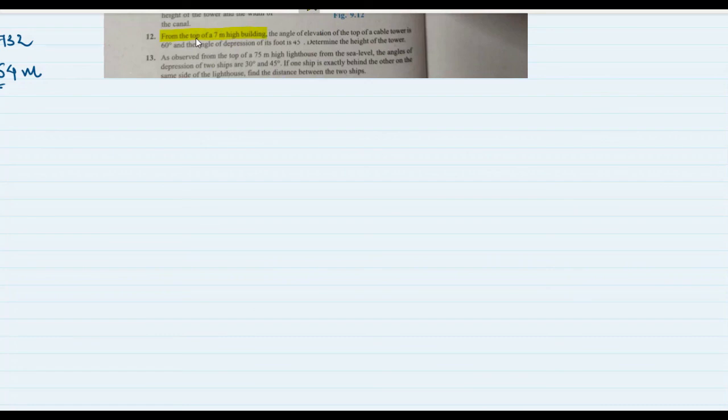From the top of this miniature 7-meter high building, the angle of elevation of the top of a cable tower is 60 degree, and the angle of depression of its foot is 45 degree. Okay, good.